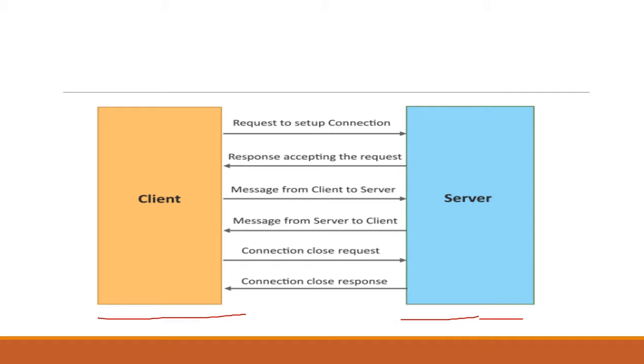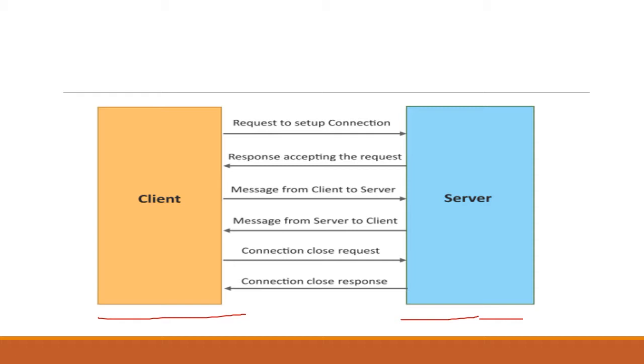The first step in this protocol will be a request to set up communication. The client will be sending a request to the server to establish a connection between them. For that request, a response accepting the request will be sent. The server will send the response, or I can say acknowledgement, saying that yes, I am ready to make a connection with you.